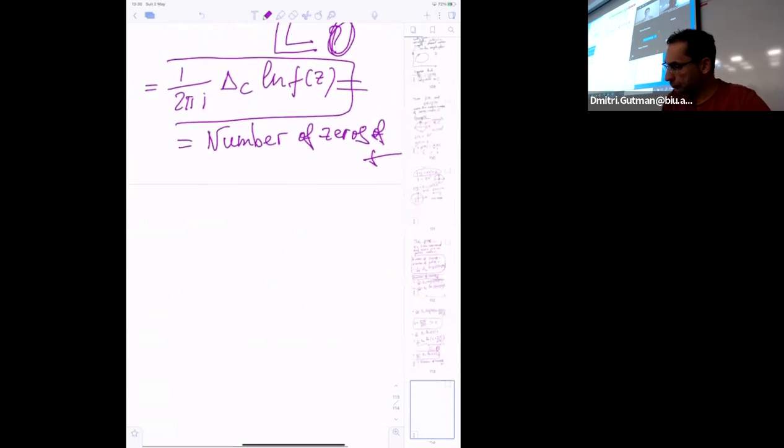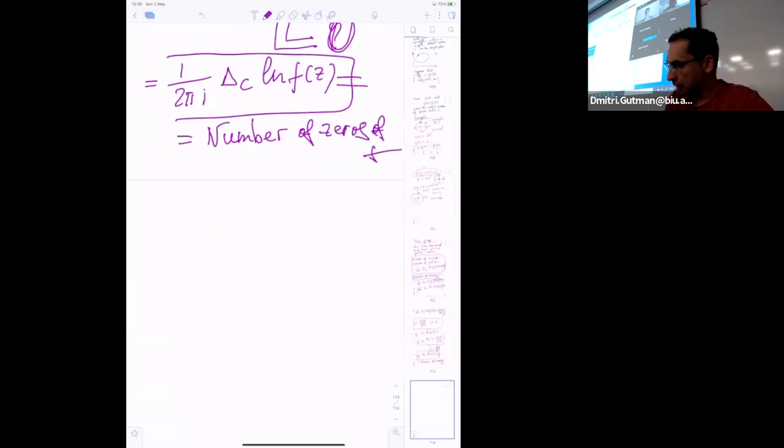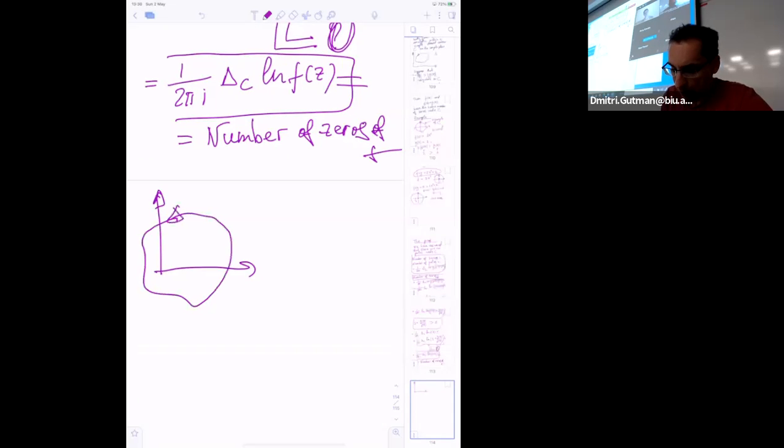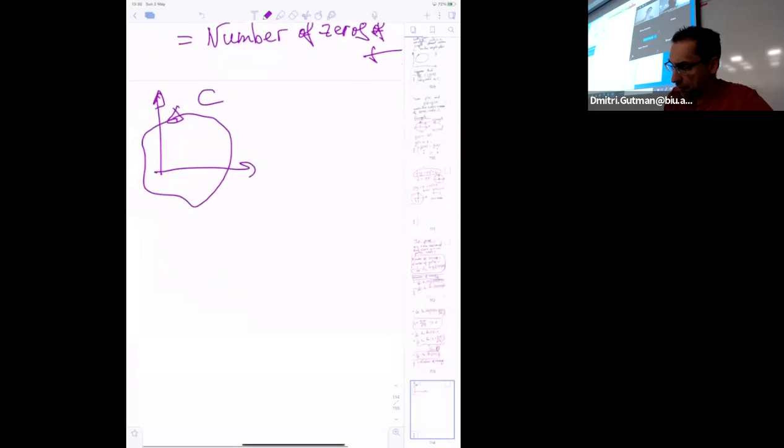Okay, so if you want a pictorial representation of this thing, there is a contour C in the complex plane, and there is its image, the image of this contour by the functions f, g, and f plus g.